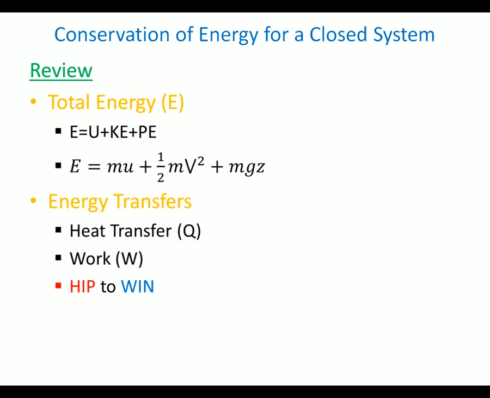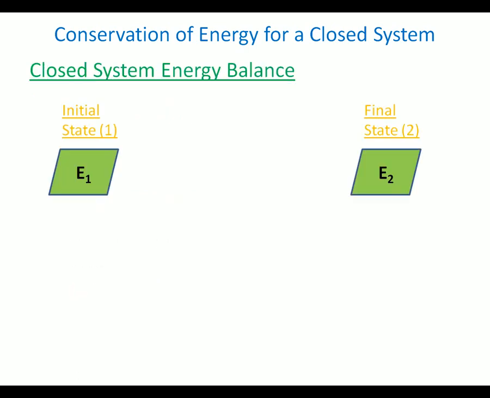So, conservation of energy for a closed system. Here we have a system where we're going to say it has an initial state E1, that's the total energy at the initial state, and the final state is E2. So in this system, it's going to be a closed system. By a closed system, we mean that no mass can cross the boundary.